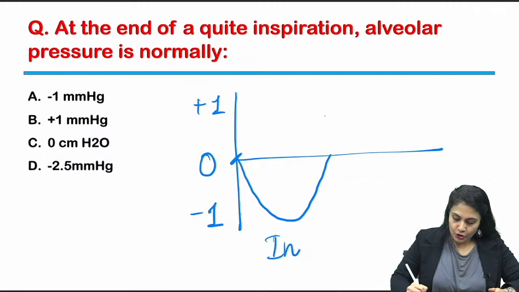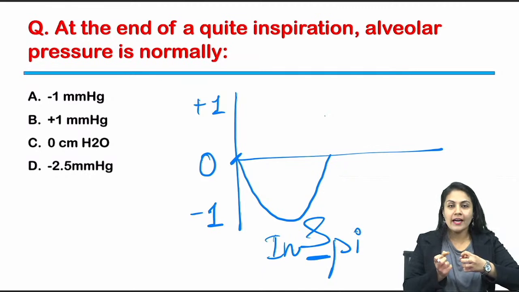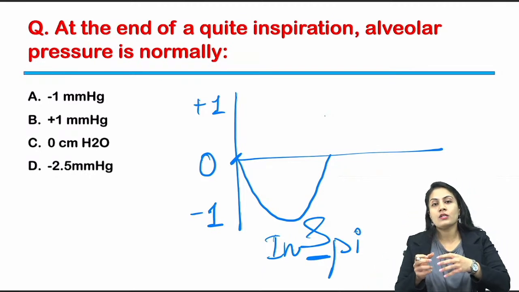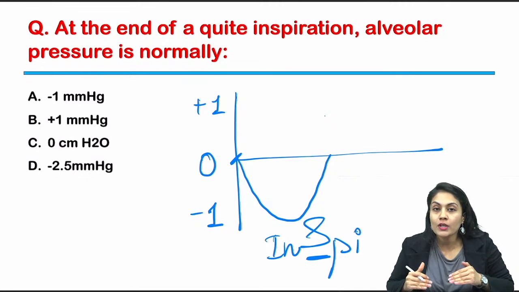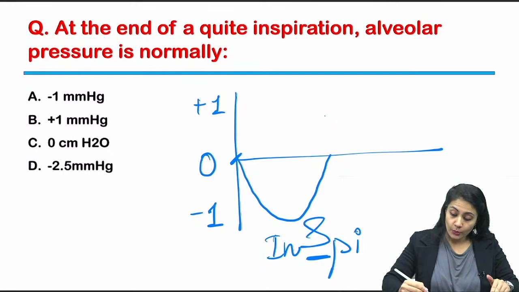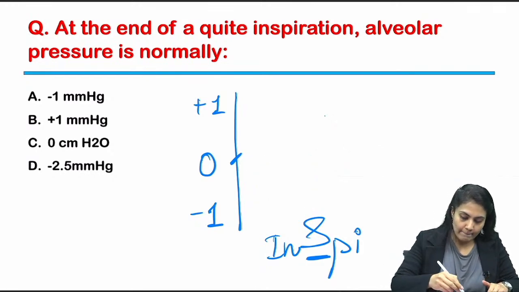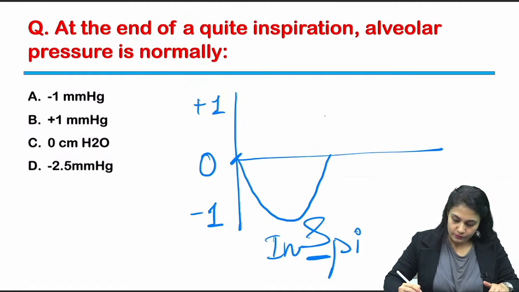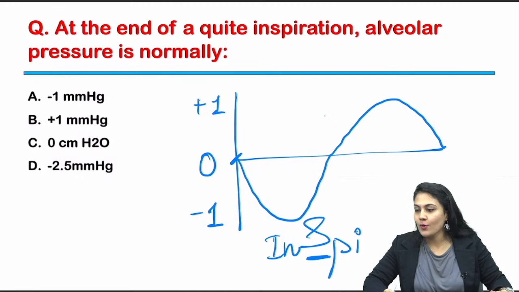During inspiration, please remember, we have to suck the air. It is not the actual thing, but we have to suck the air. That's why negative suction pressure is required. So during inspiration, alveolar pressure will be negative. During expiration, it should be positive, right? It should be positive, right?